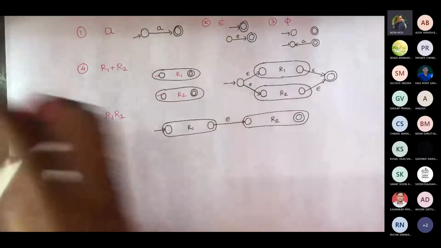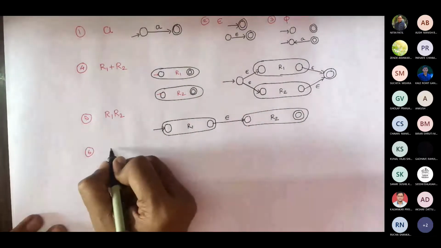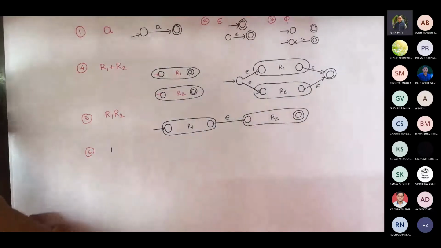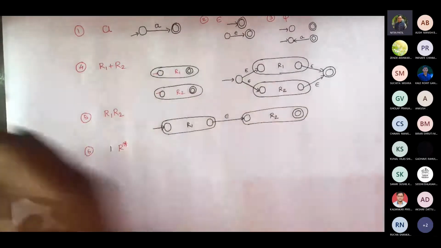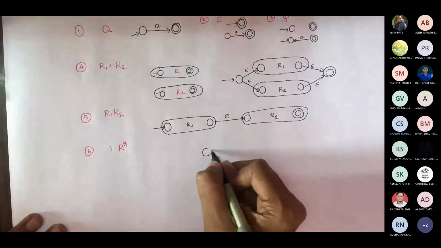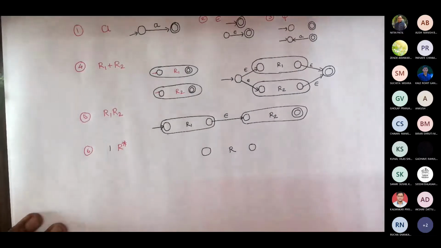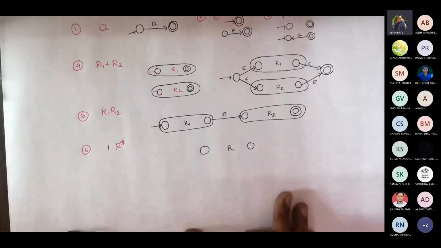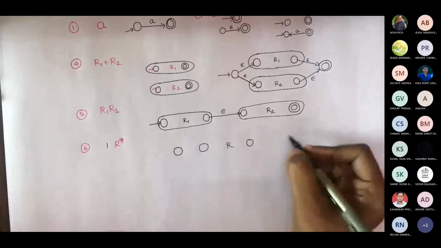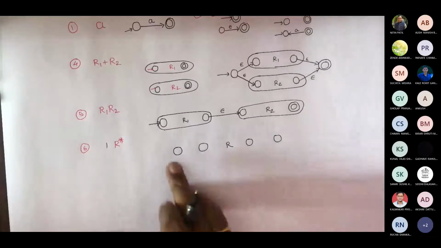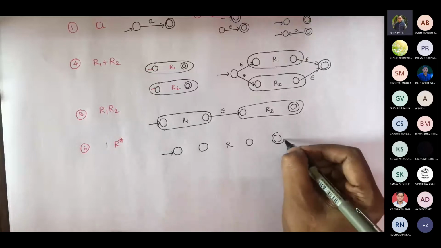Let me add 6-1. R star. So this is R, initial and final of R. Fine. Now you add two states. Treat this as new initial. This would be new final.